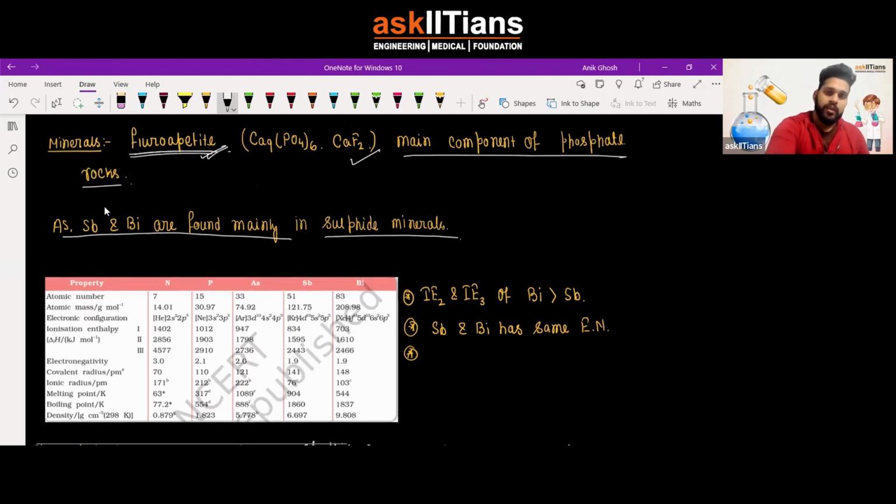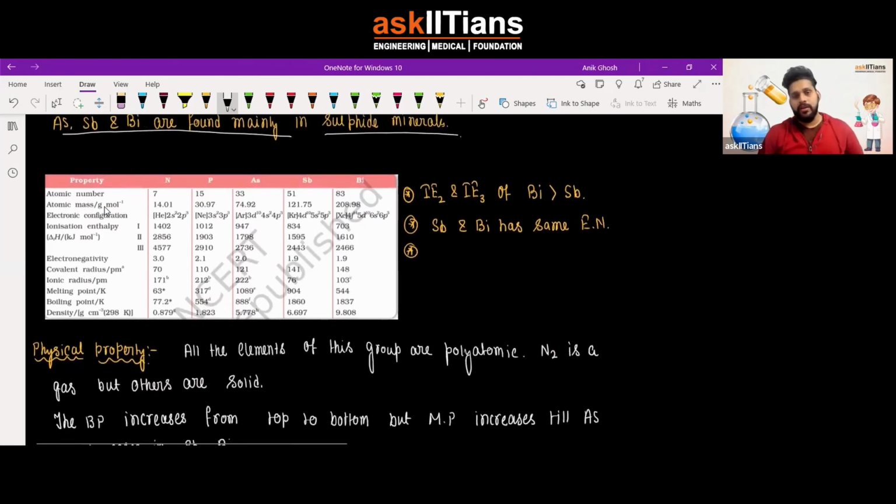Now, there are some points that I have written over here. This I am going to discuss in detail. That ionization energy 2 of bismuth is greater than antimony, and antimony and bismuth have the same electronegativity. You just note it down. I'm going to come to these two topics, but these are the two statements I want you to know, and I want you to try to figure out the reason till I say the reason.